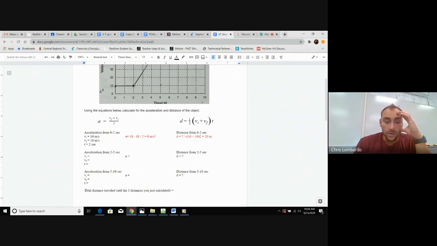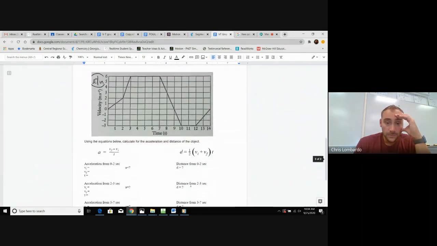Now, I wrote here total distance traveled. So once you've done all 3 of these, you add all of them together, and you're going to get a final answer, which you'll put there. Okay, the next graph is going to be done the same way. You have to go through and determine your initial velocity, final velocity, and the time. So we can do an example from here.